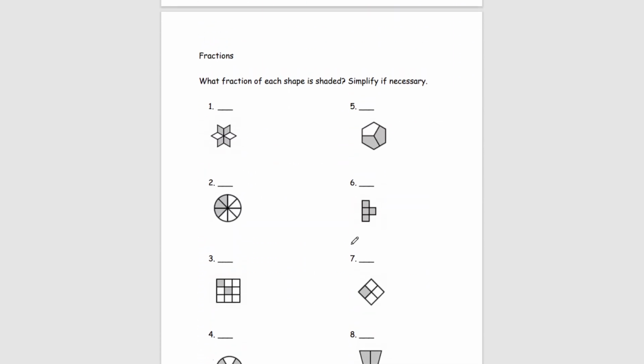For this next page, we're looking at fractions, and we're seeing what fraction of the shape is shaded, and simplify if necessary. So, looking at number 1, we see we have 1, 2, 3, 4 shaded parts, and there's 6 in total. So right now we have 4 out of the 6 are shaded, and since it's telling us to simplify, we have to reduce this fraction.